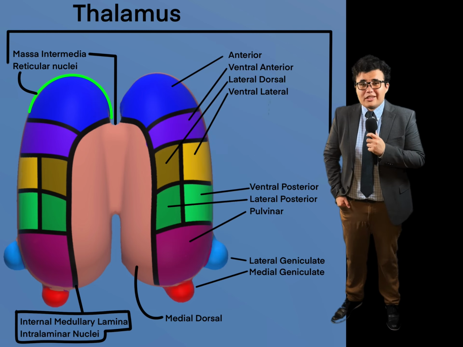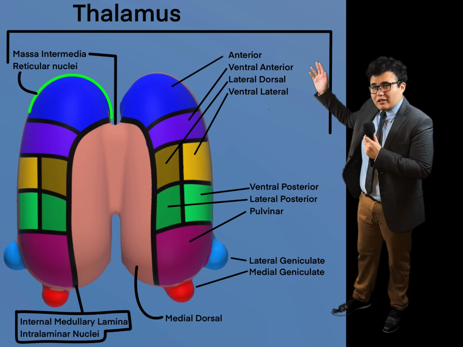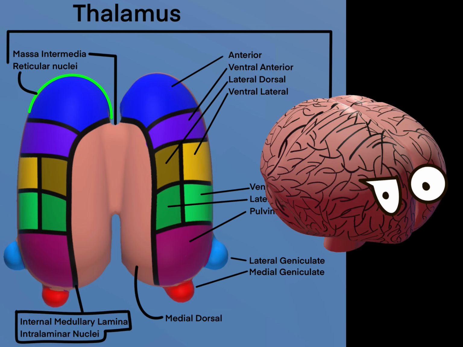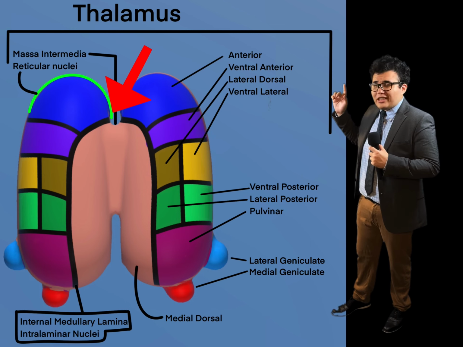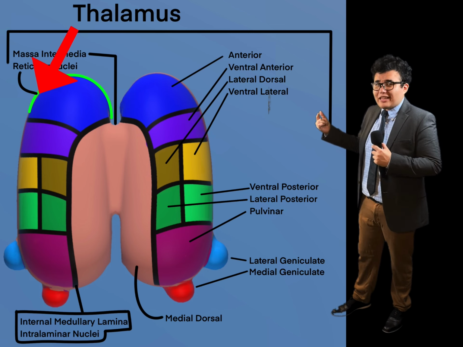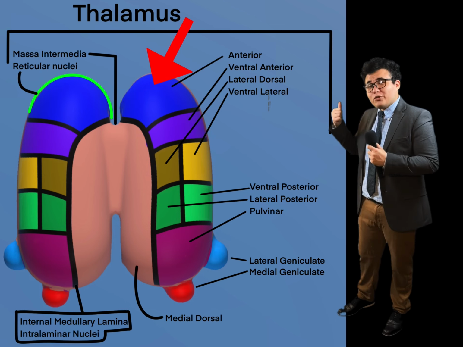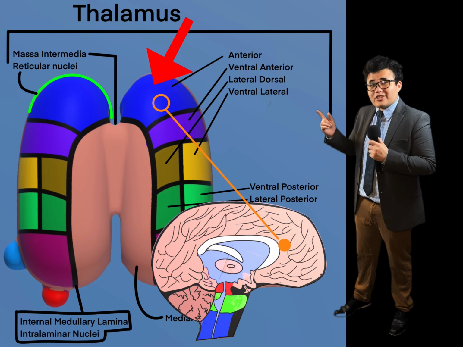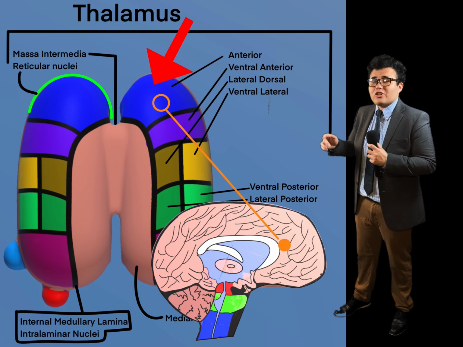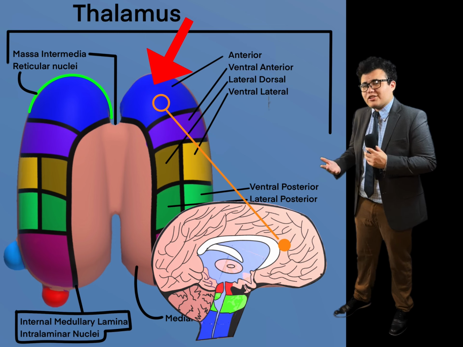Let's start labeling anterior, which would be up here, to posterior. Now first, the reticular nuclei sheaths around the thalamus. Next, you got the anterior nuclei. And that efferents information to the cingulate cortex, which is in charge of behavioral and emotional responses and regulation.